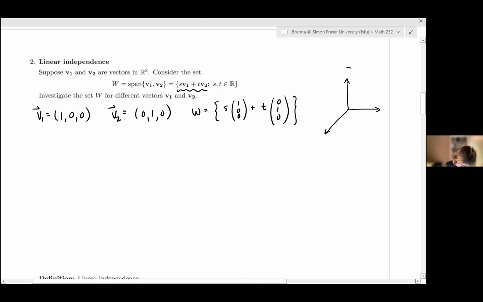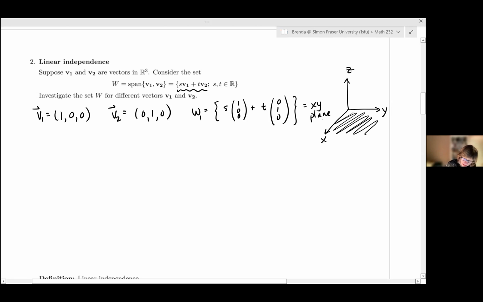Here is Z, here is X, and here is Y. And it is a plane right here. It is the XY plane. That is it. When V1 and V2 are those 2 given vectors, the W formed, maybe I'll just call it W1 so that when we have the next one, it's not confusing. W1 is the XY plane.